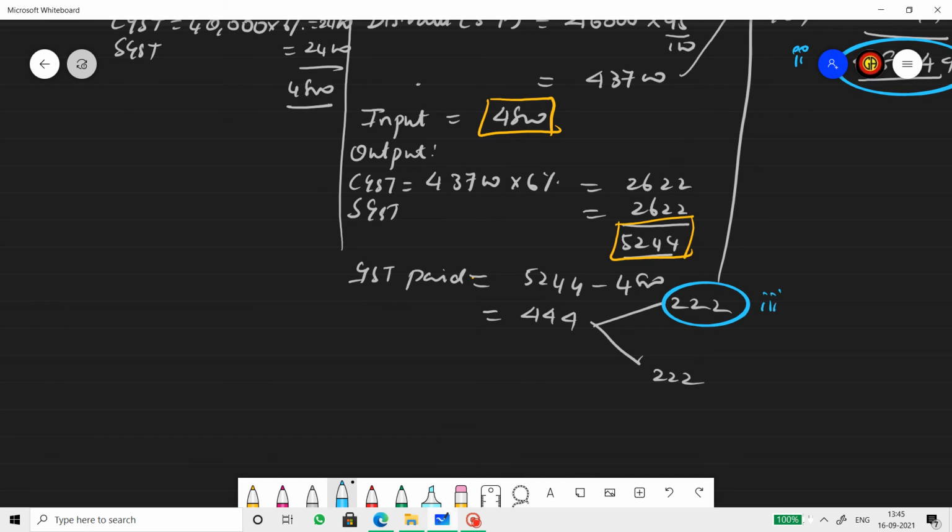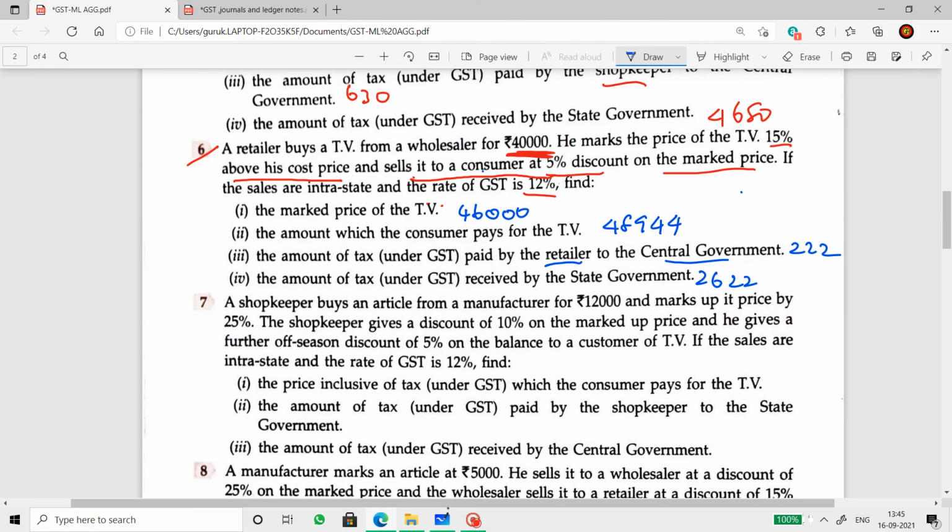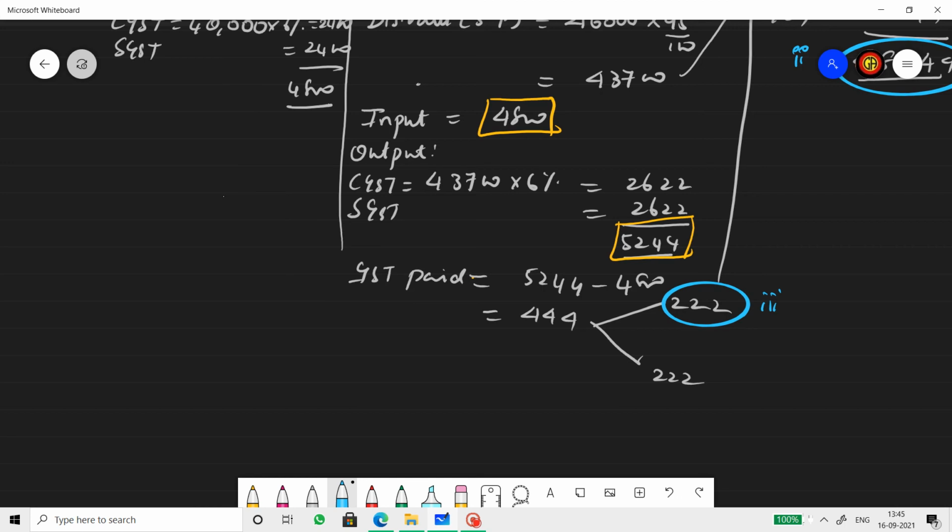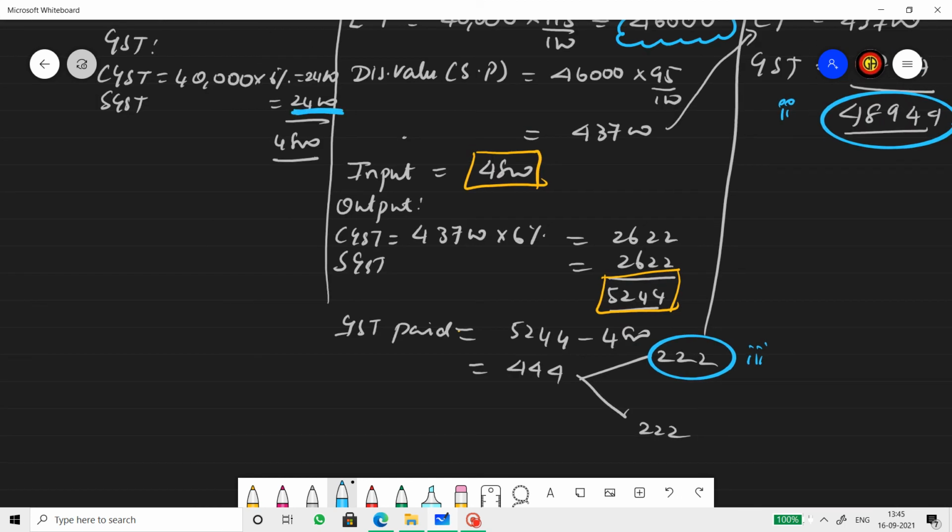Now, case 4. Amount of tax received by the state government. Now from where all did the state government receive? The state government received from the wholesaler and also from the retailer, isn't it? So I need to add this figure and this figure. So 2400 plus 222 is 2622, the answer for the fourth subdivision.